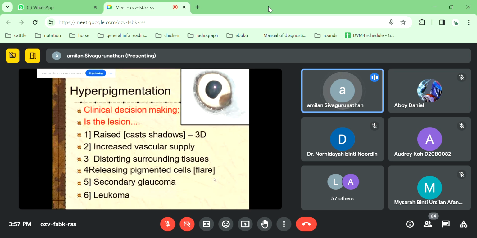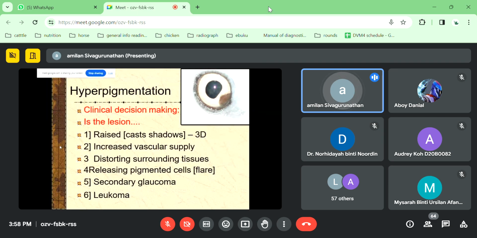Now, hyperpigmentation needs to be evaluated closely, as we mentioned earlier, for the following signs. Is there any distortion on the pupil? Like you see here, there's a distortion. Is there any pigment release in the eye? All this can only be seen under magnification. Is there any evidence of secondary pressure, glaucoma? And is there increased vascular supply? Once you start seeing these aggressive changes, we have to start asking ourselves, is this just pigment or is it something else?